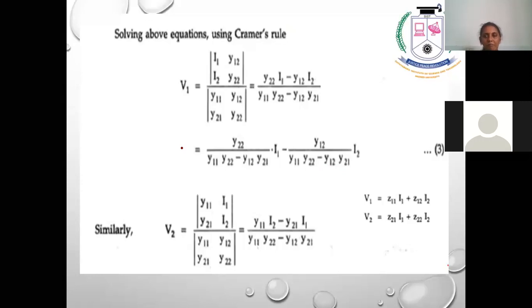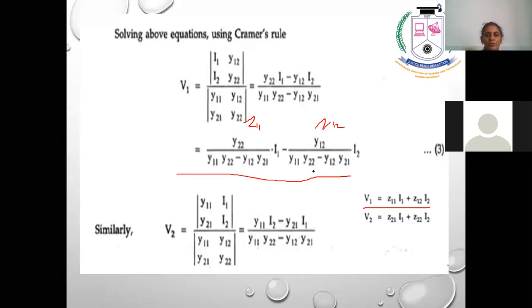Now I am going to compare this with the master equation. The master equation here is the Z parameter equation. We have written the Z parameter equation also: V1 is equal to Z11 I1 plus Z12 I2. Now this equation is compared with the obtained equation. Comparing both, Z11 is equal to Y22 divided by Y11 Y22 minus Y12 Y21, or we can write it as Y22 by del Y. And Z12 is equal to minus Y12 divided by Y11 Y22 minus Y12 Y21. So we have got two parameters, Z11 and Z12.